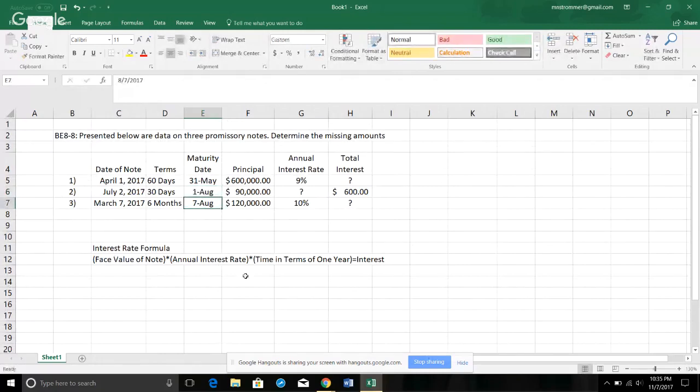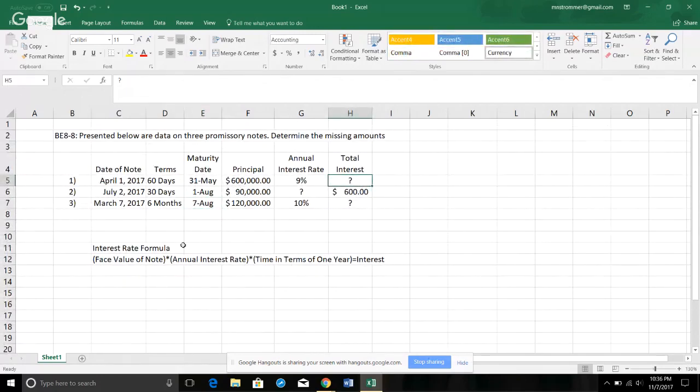That part is probably the simplest part here. Like I said, for days, we just need to make sure we count out the number of days in the terms that it gives us. So 60 days from April 1st, or 30 days from July 2nd, versus here we need to go out 6 months from March 7th. So it will be the same day of the month, just 6 months out. Hopefully, I'm sure all of you can get that one pretty simply here.